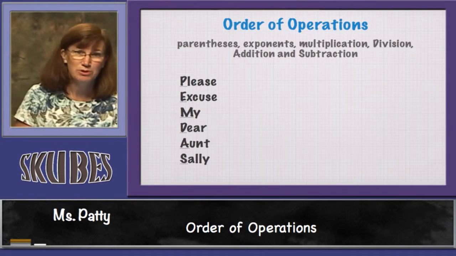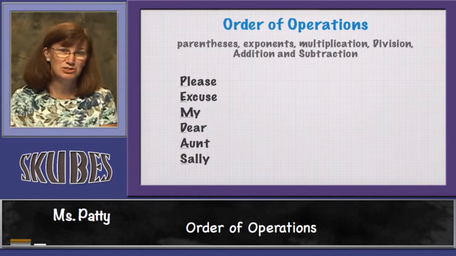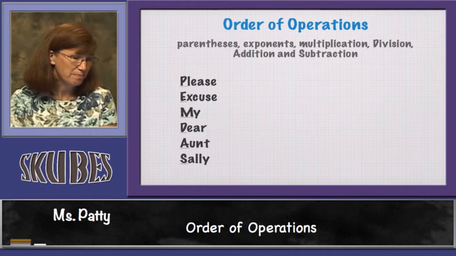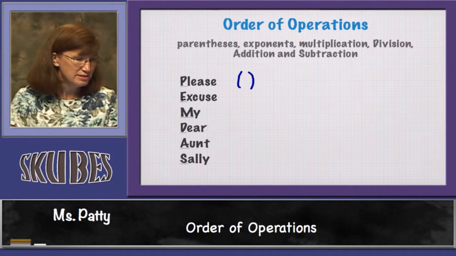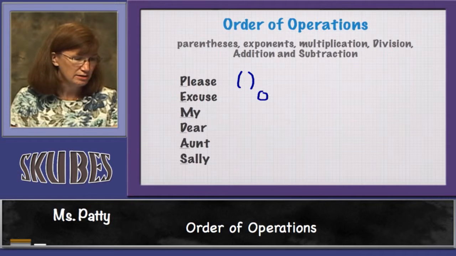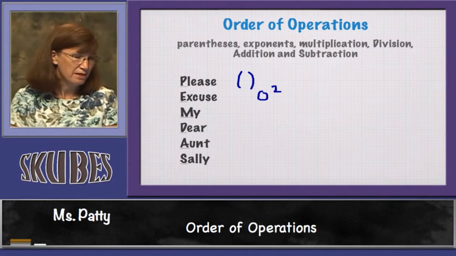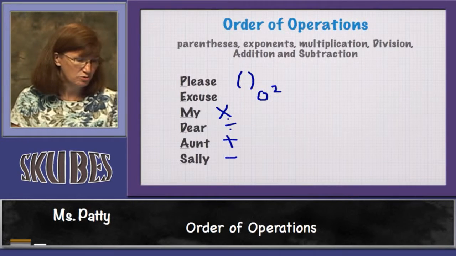To make this easy to remember, someone somewhere came up with this phrase, and it's catchy and easy to remember. And it goes like this: please excuse my dear Aunt Sally. The P stands for parentheses. The E stands for exponents, which is that little number that goes above a number. We won't be doing any of those this lesson. The M stands for multiplication, the D for division, the A for addition, and the S for subtraction.